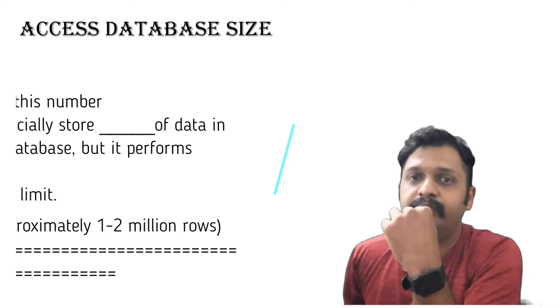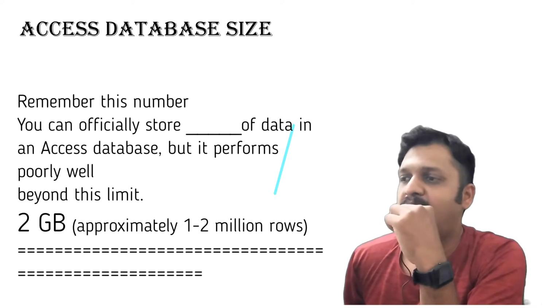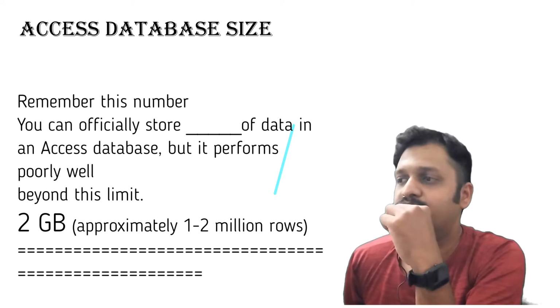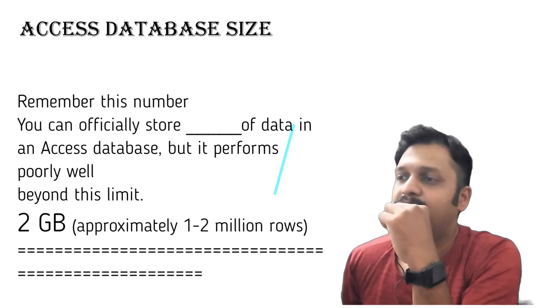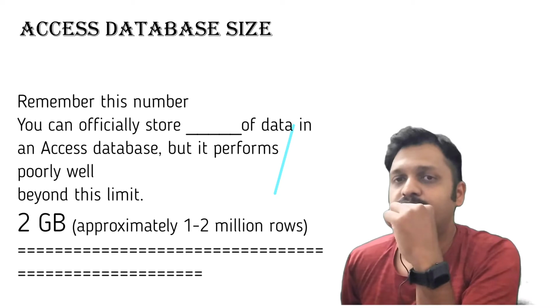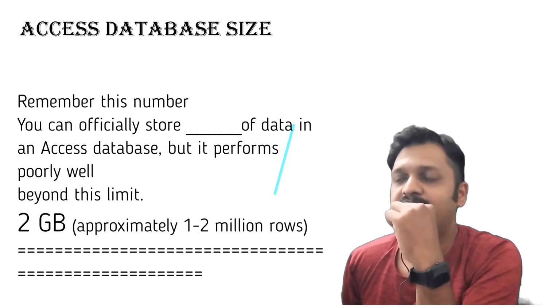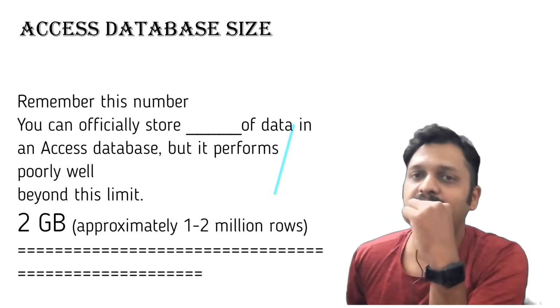Remember this number. You can officially store 2 gigabytes, approximately 1 to 2 million rows of data, in an Access database, but it performs poorly beyond this limit. It means the maximum capacity of an Access database is 2 GB.